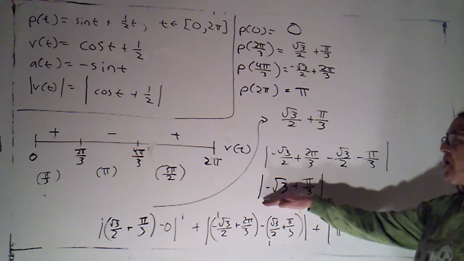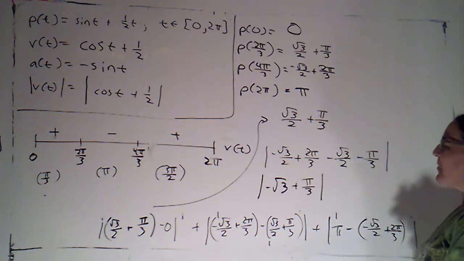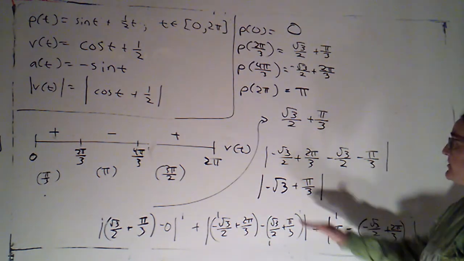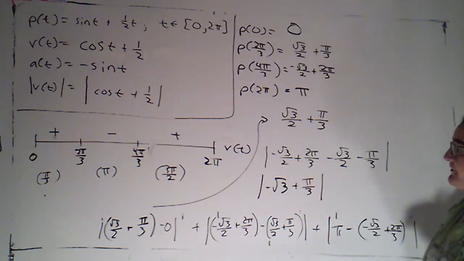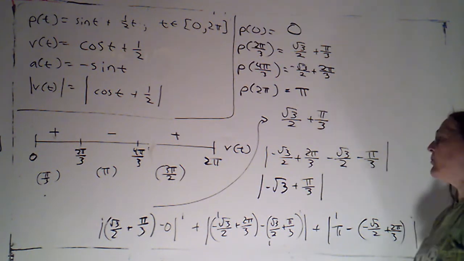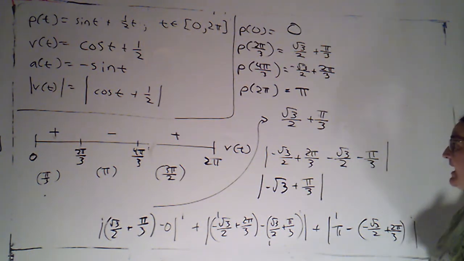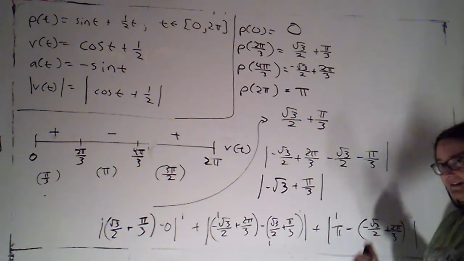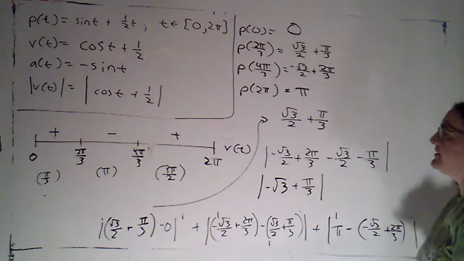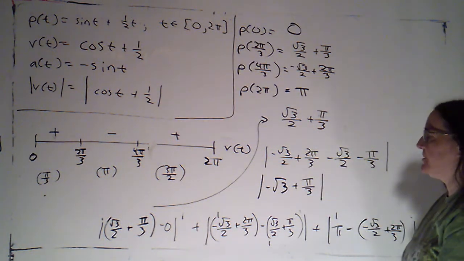So I need to know now which one of these is bigger than the other so that I know whether this was positive or negative. And there are a couple ways that I can go about doing that. One is, if this is take-home work, I could just use a calculator to get a decimal approximation.